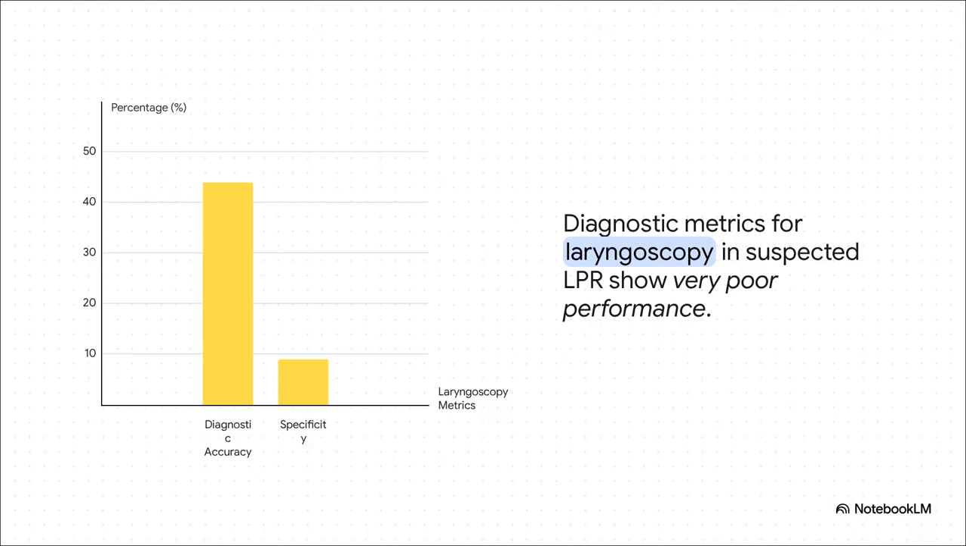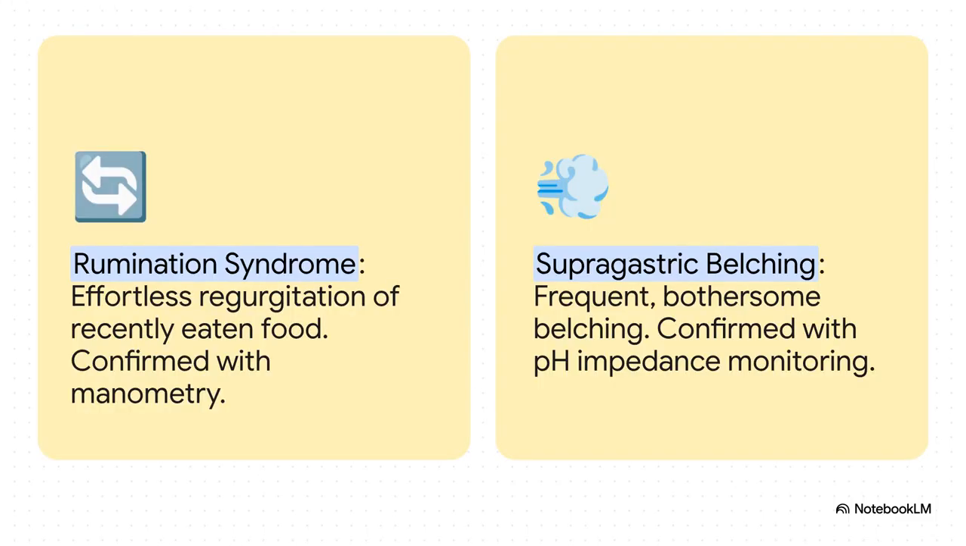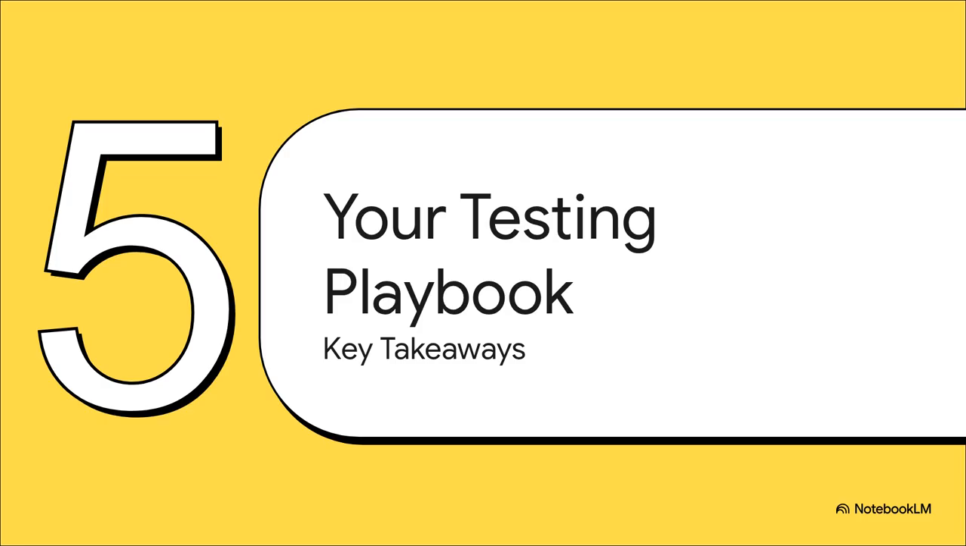That's why the guidelines strongly push for pH impedance monitoring to get an objective diagnosis before you label someone with LPR. And remember, not everything that comes up is reflux. You have to keep these two behavioral mimics on your radar: rumination syndrome and supragastric belching. Rumination is this effortless regurgitation of food, and you can confirm it with manometry. Supragastric belching is more of a learned habit of swallowing and expelling air, which you can nail down with impedance monitoring.